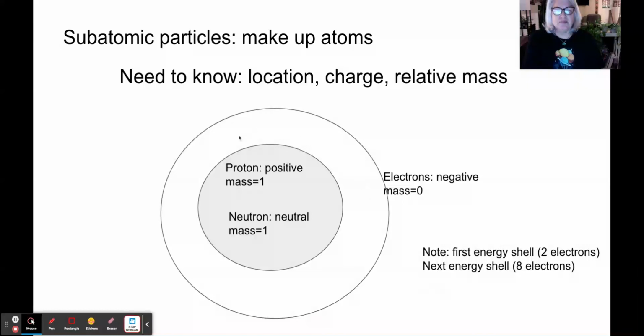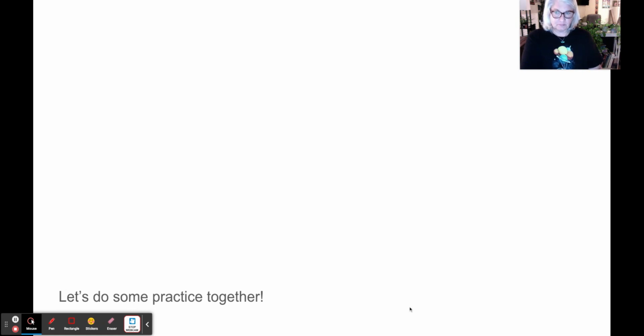Okay, so the first energy shell that's found around this nucleus can hold 2 electrons and then 8. So don't worry about that right now. We're gonna practice that with some Skittles. So just know that electrons are found in the outside cloud.